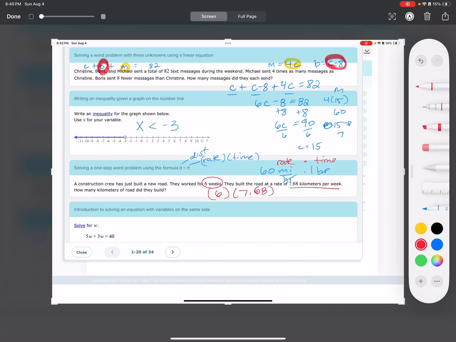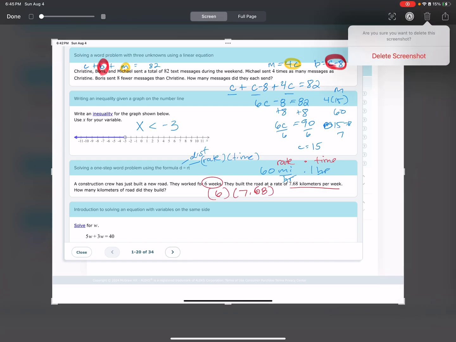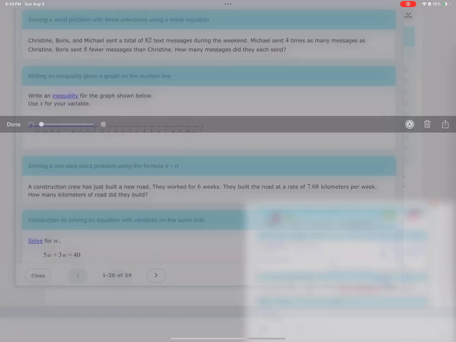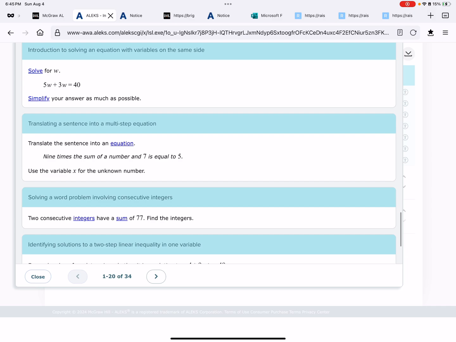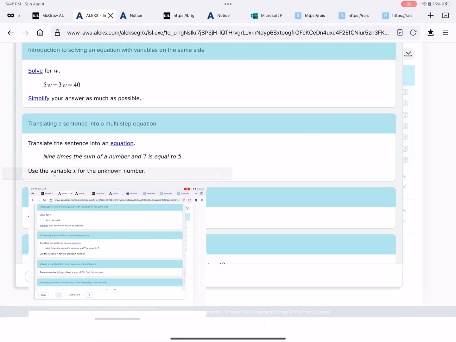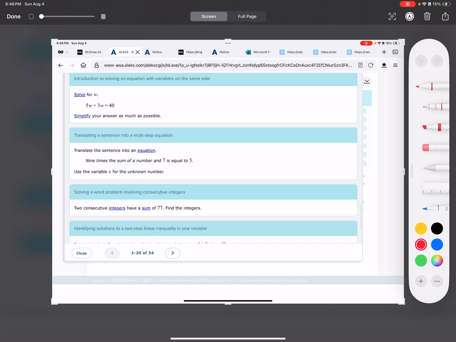Okay, this one here, let's get rid of this and go to the top. All right, so this is just solving. This is the same thing we just did in the first problem, so I'm not sure why it has us going back, except it's just circling back, I guess, to make sure we understand it. So 5W plus 3W is 8W. Divide by 8 on both sides, and 8 times 5 is 40, so W is equal to 5.